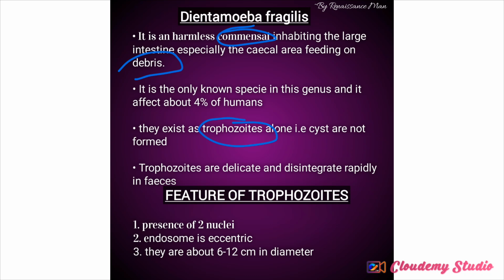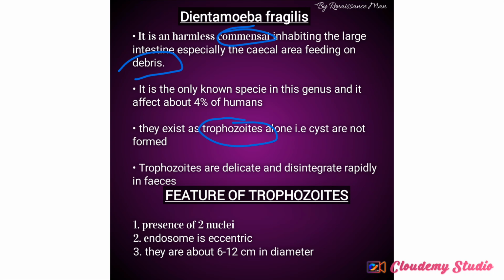So they are delicate. Once they are passed out in the feces, after a little while, they are going to disintegrate. So that is the word fragilis, fragile. Now, what are the features of the trophozoite? There is the presence of two nuclei. I'm going to show an image that actually shows this. They have two nuclei. The endosome is eccentric, and they are about 6 to 12 micrometers in diameter.